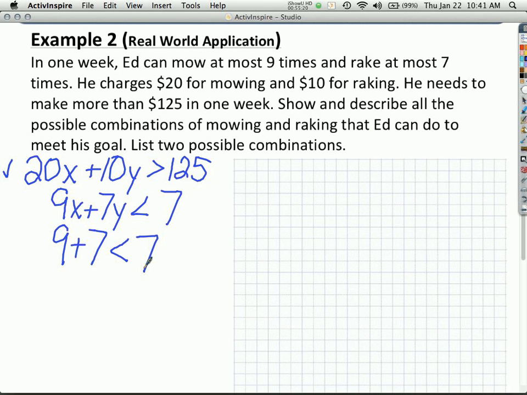20x plus 10y is greater than 125. Okay? And then 9x plus 7y is greater than 7. 9x plus 7y is less than 7, okay? And Team A, what did you come up with, Milan?